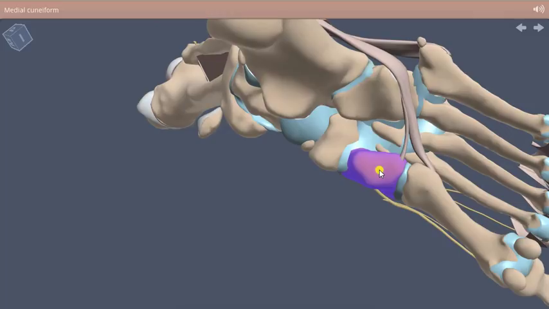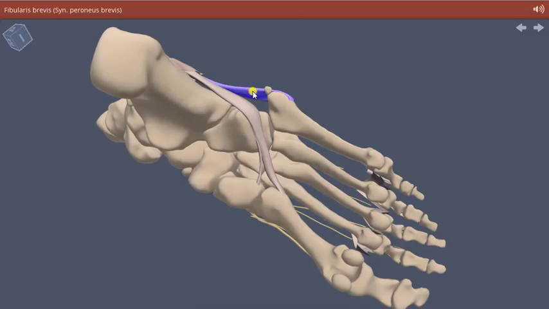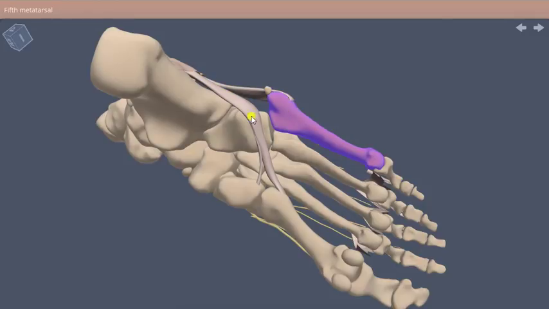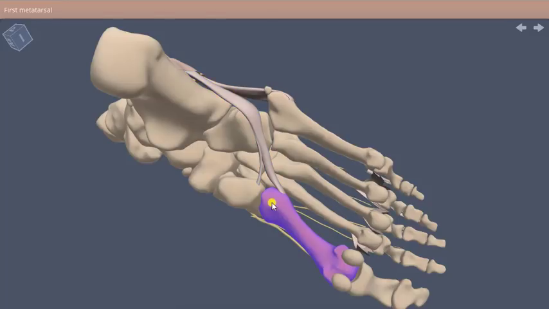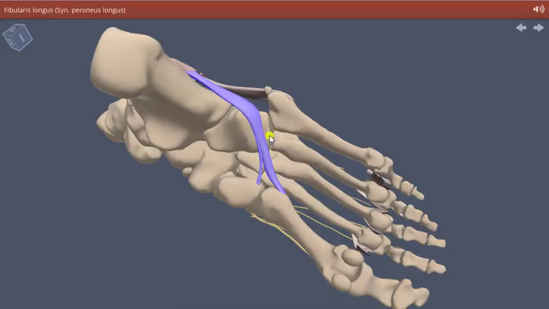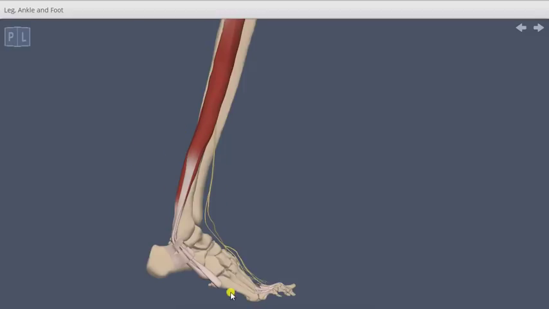So to summarize their insertion, fibularis brevis is inserted here into the base of the fifth metatarsal, while the fibularis longus is inserted into the first metatarsal and the medial cuneiform. The fibularis longus passes here on the plantar surface of the foot to reach these two medial bones. The action of these two muscles is eversion of the foot, so the plantar surface of the foot is facing laterally. Also, they help in plantar flexion of the ankle joint.